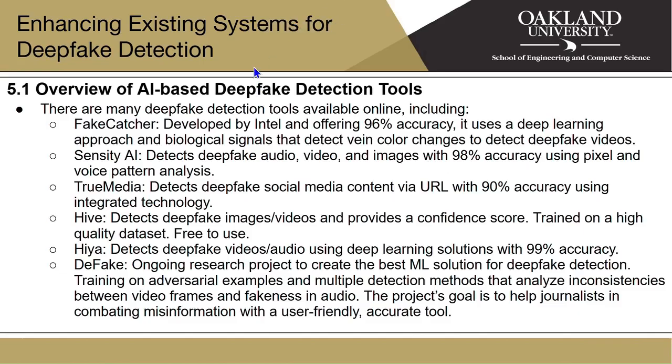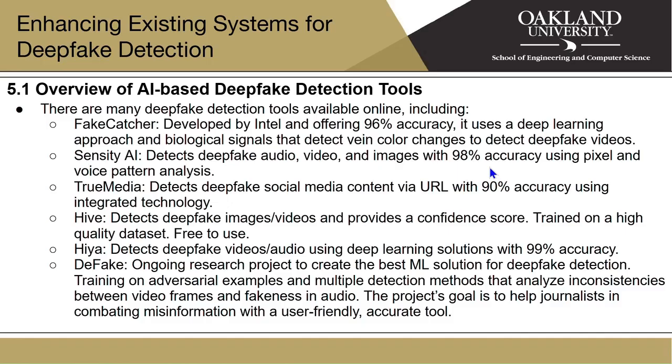Next, we have an overview of AI-based deepfake detection tools. There are many deepfake detection tools available online, including the following. FakeCatcher, developed by Intel and offering 96% accuracy. It uses a deep learning approach and biological signals that detect vein color changes to detect deepfake videos. Sensity AI detects deepfake audio, video, and images with 98% accuracy using pixel and voice patterns. TrueMedia detects deepfake social media content via URL with 90% accuracy using integrated technology.